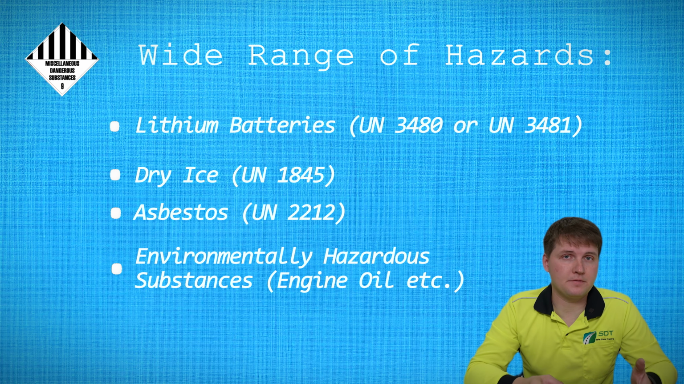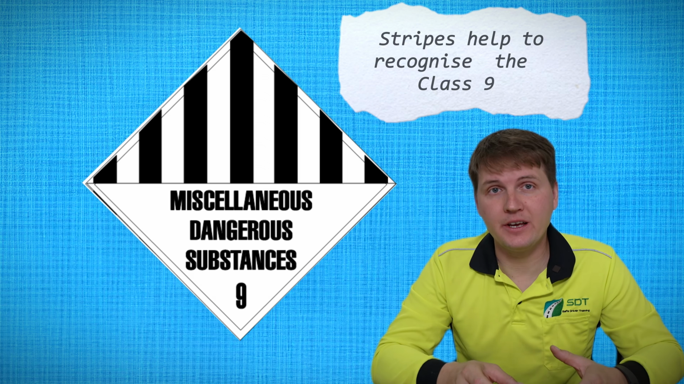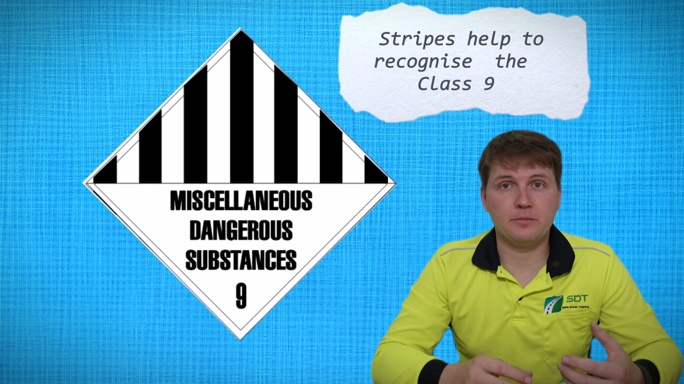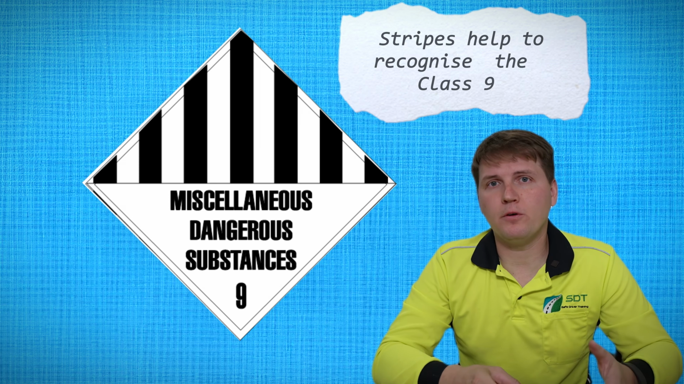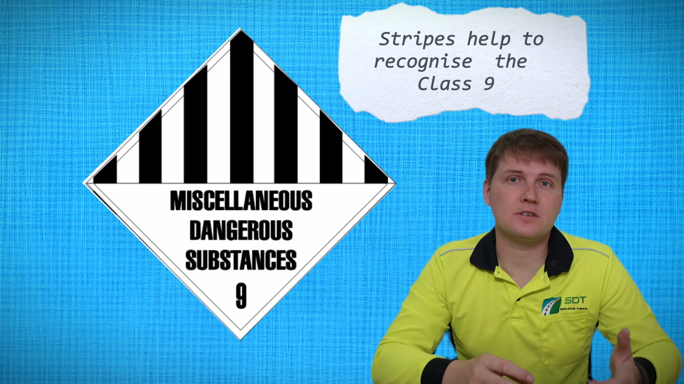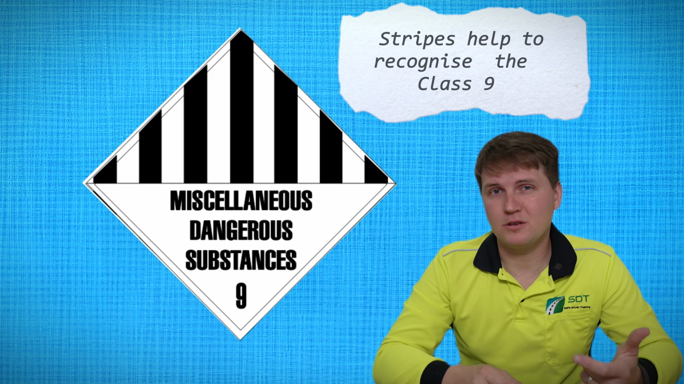So the black and white stripes help to recognize this class from any other classes and alert handlers that the material has specific risks, even if it doesn't fall under any other specific type of hazard like flammable, toxic or explosives.